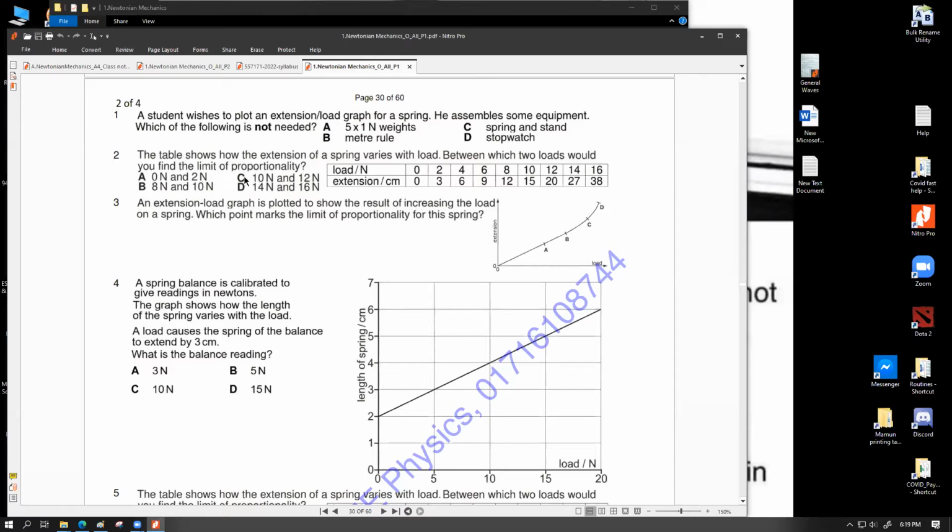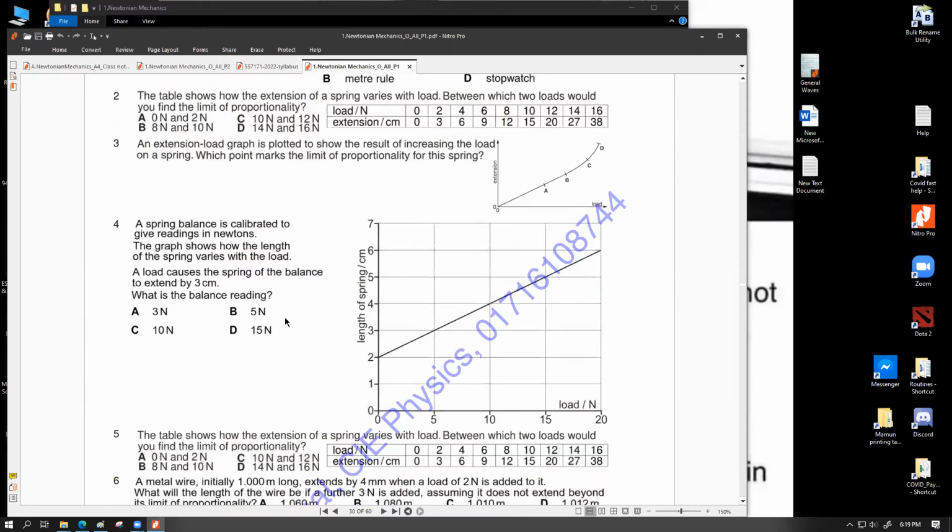C is the correct response, I believe, right? Yes, sir, C. C is the correct response, yeah. Beautiful. Number 3, which one do you think is the correct response for number 3? B. Essentially B. Beautiful. B. Number 4. D.